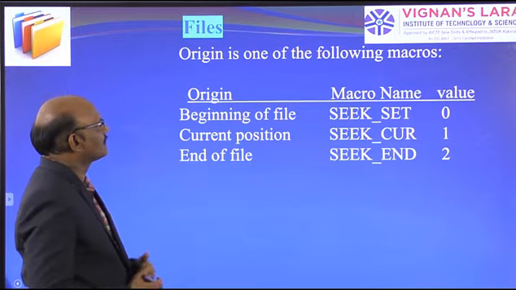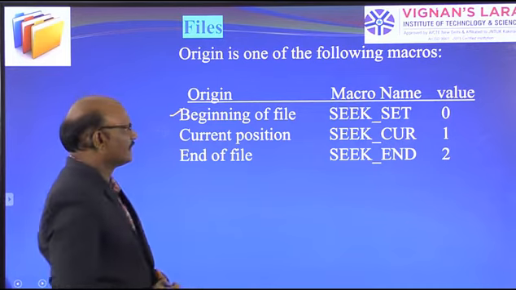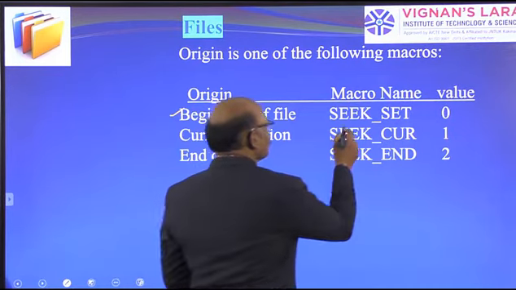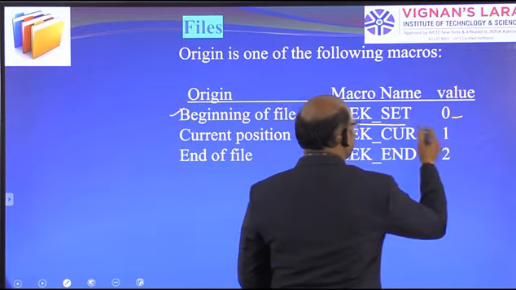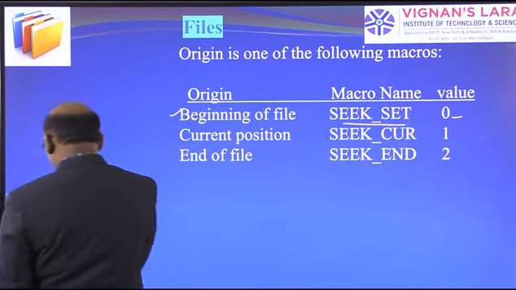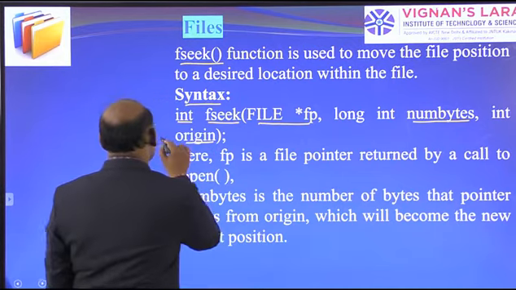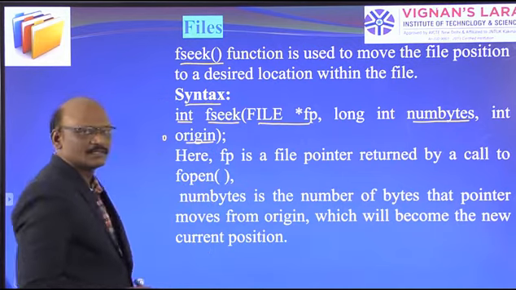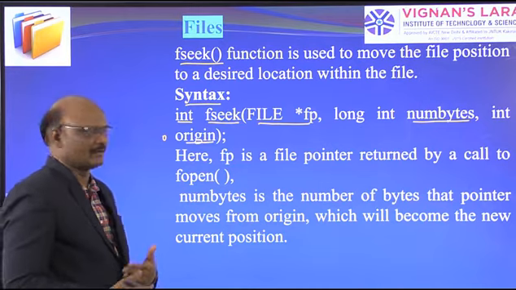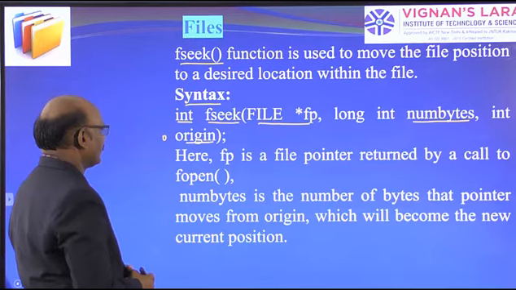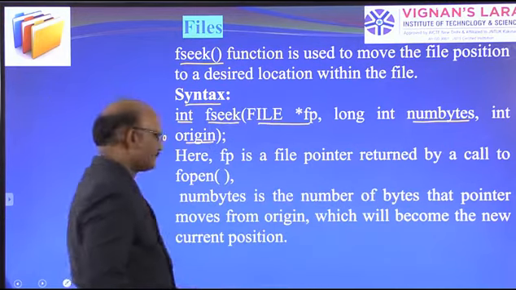Here origin is one of the following macros. First, the beginning of the file can be indicated with the macro SEEK_SET, or a value 0. You can use either. If you specify origin as 0 or SEEK_SET, the file pointer is moved from the beginning position of the file, so you are specifying the number of bytes to be moved from the beginning.